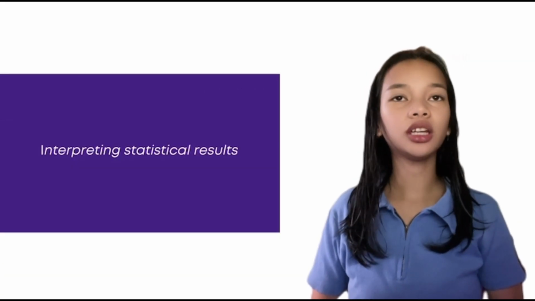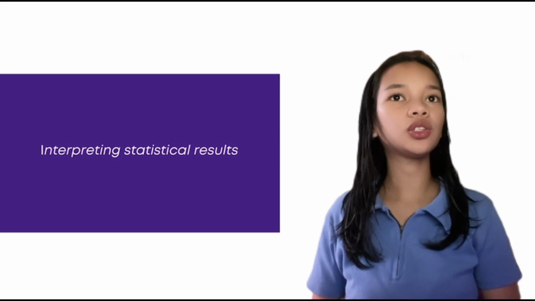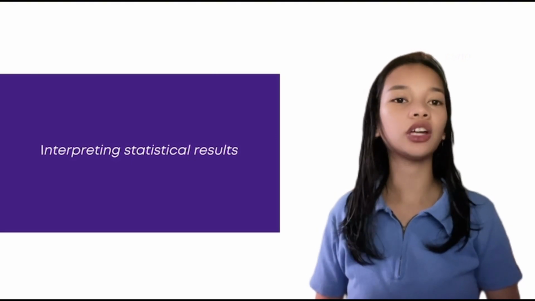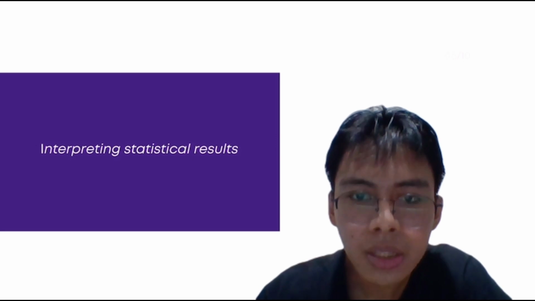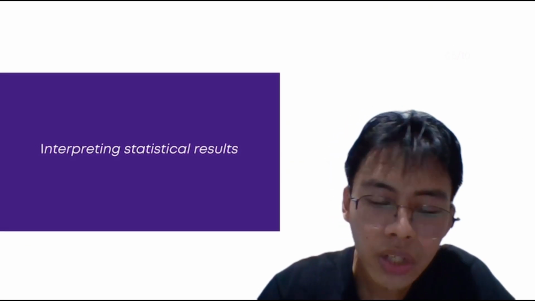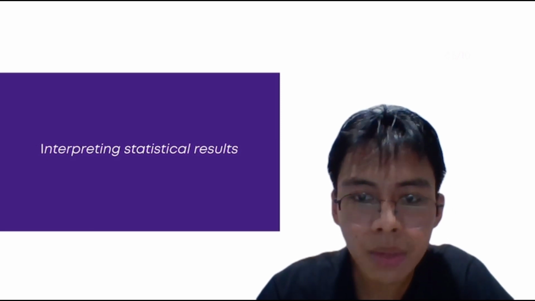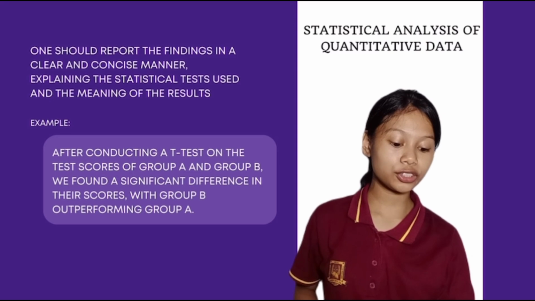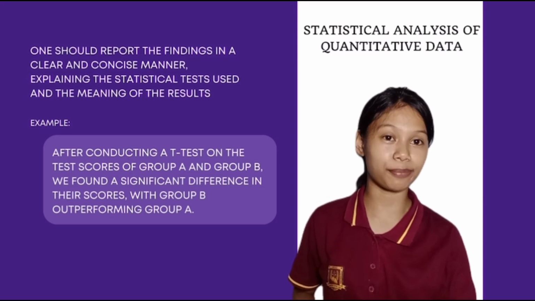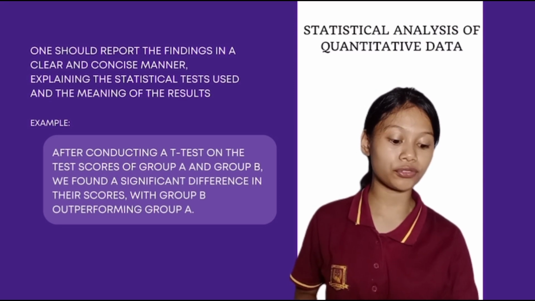In this final section, we'll discuss interpreting statistical results. It's important to understand how to analyze and report descriptive and inferential statistics. Commonly used descriptive statistics include the mean, median, and standard deviation, which help summarize the data. In contrast, inferential statistics like t-tests and correlation analysis allow us to make inferences about a population based on a sample. In the results section, one should report the findings in a clear and concise manner, explaining the statistical test used and the meaning of the results.